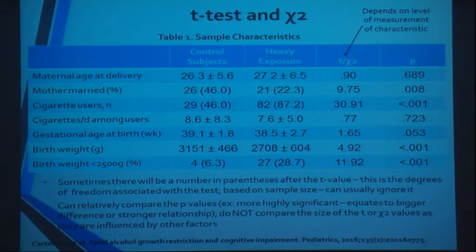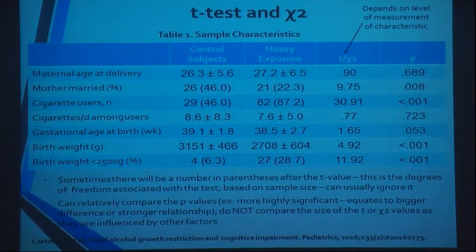Not all that important for your purposes, okay? So you really don't need to worry about that, which is why I left it off. All right, you can also relatively compare the p-values. So the smaller the p-value, the more highly significant the difference. Okay, do not compare the t and the chi-square values because those are influenced by other factors. But you can directly compare p-values.